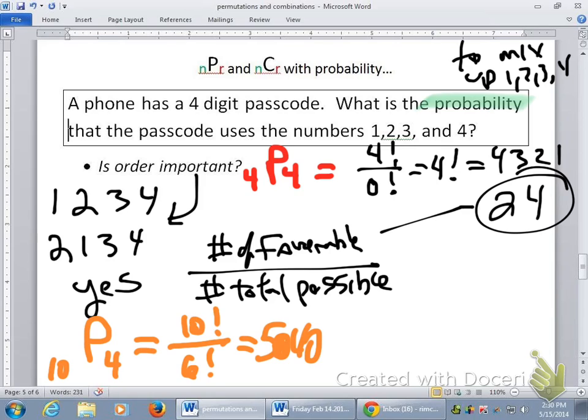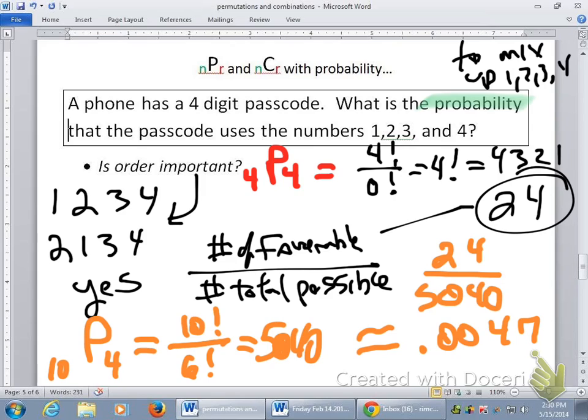About ready? So, what we see right here is, as far as probability goes, we had to do a permutation to find out how many ways to mix up the 4, 3, 2, and the 1. There's 24 ways to do that. We had to know how many possible ways there were for the entire passcode, which was 5,040. So what's the probability? Go ahead and divide. 24 divided by 5040. If it's 0.0047, that's about 0.47%. Less than half of a percent. You feel better about your locks now?